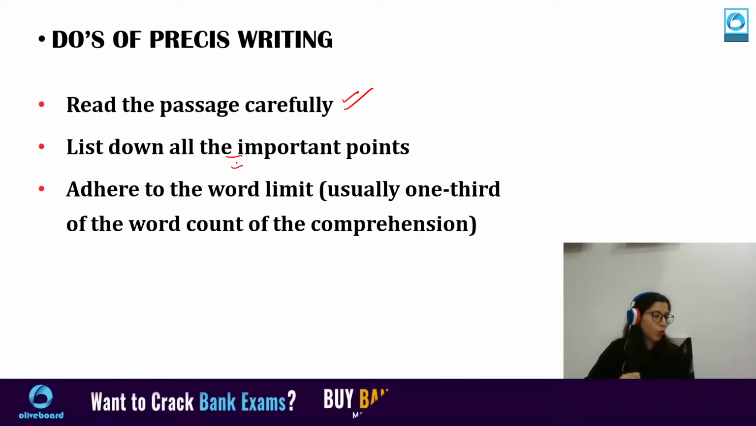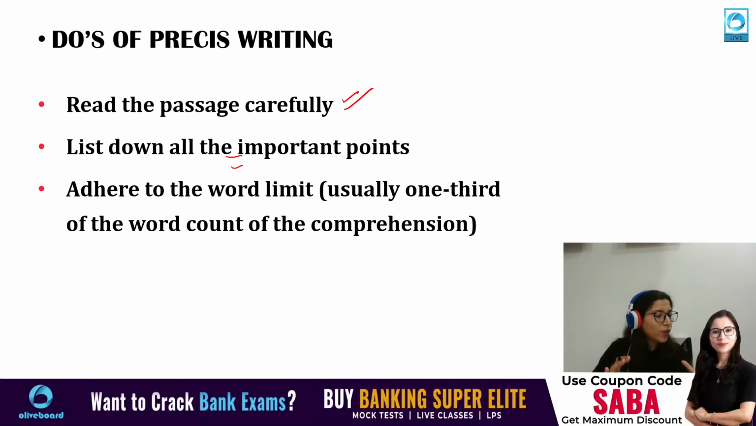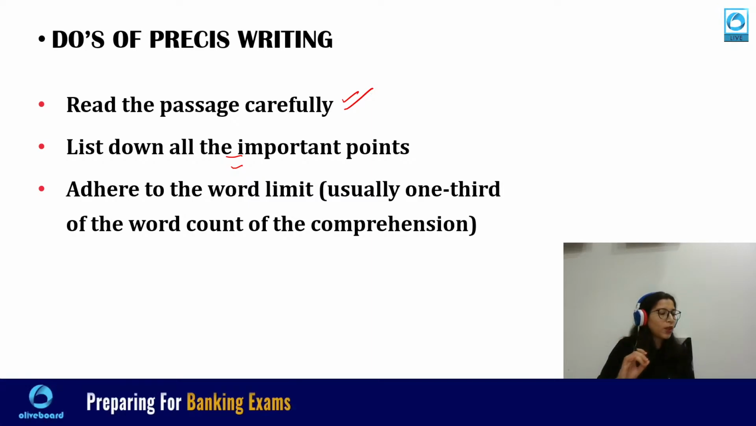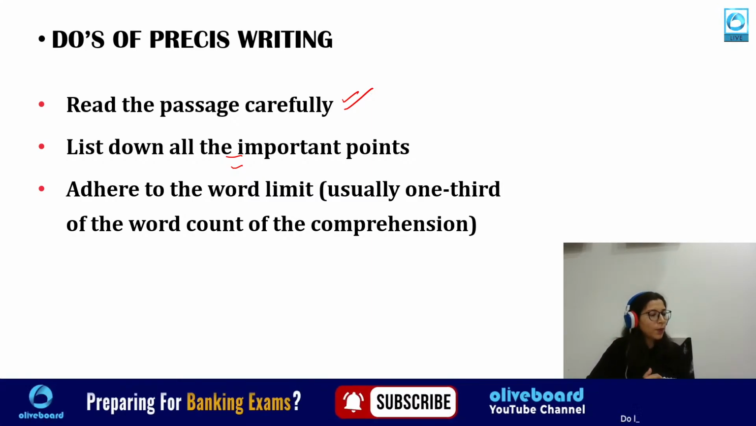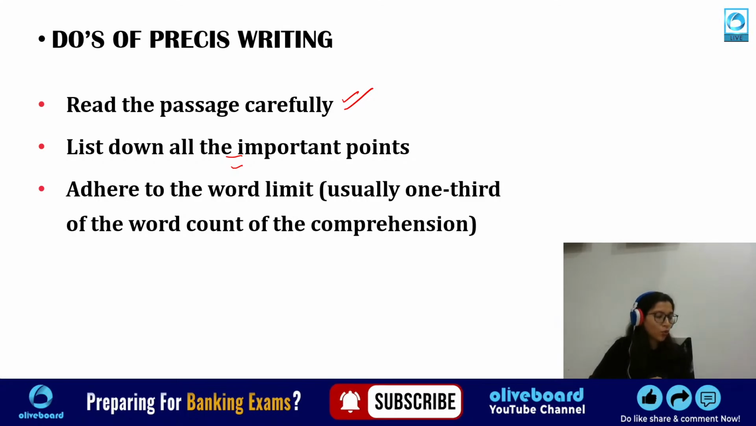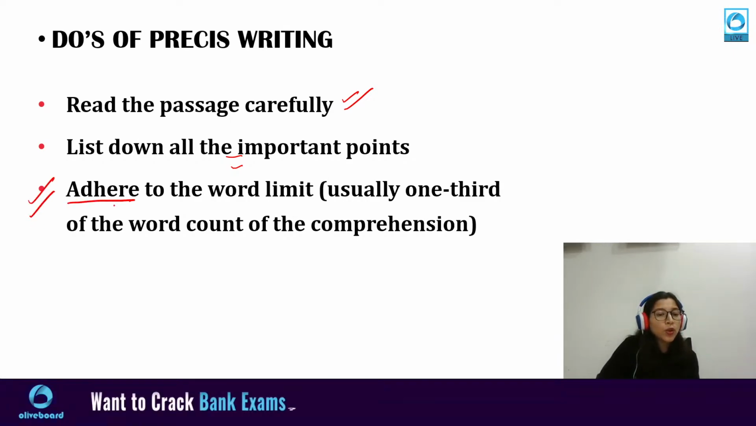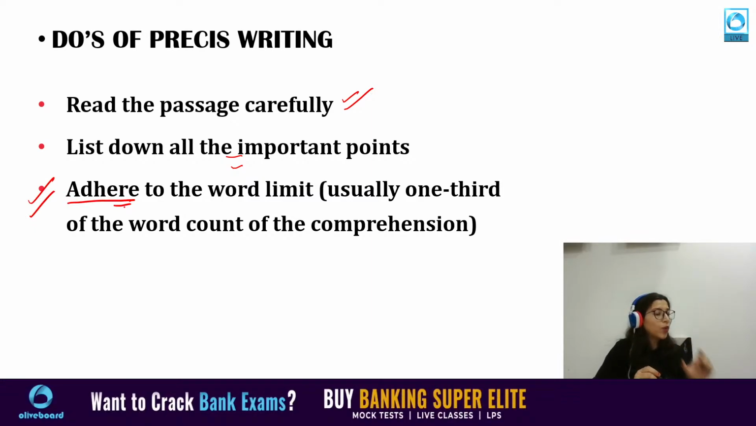List down all important points. You can keep the important points in mind. You can underline the important points because then it will help you to summarize those points. Once you know all the important points, you will be able to summarize all those important points in your own words. Then the most important thing is to adhere to the word limit. Stick to the word limit.